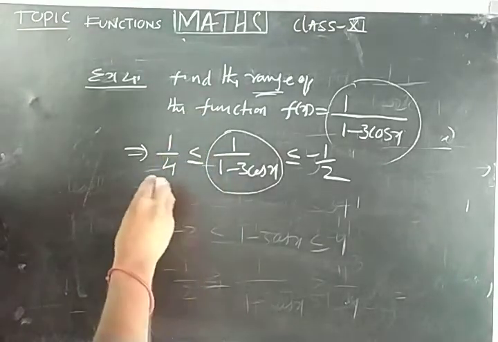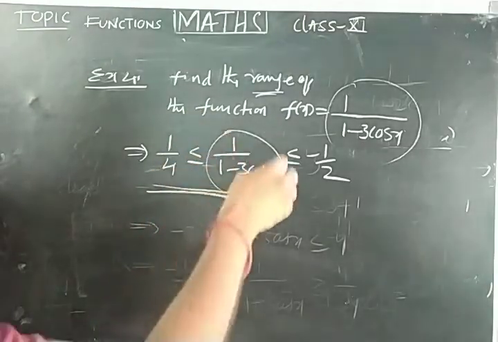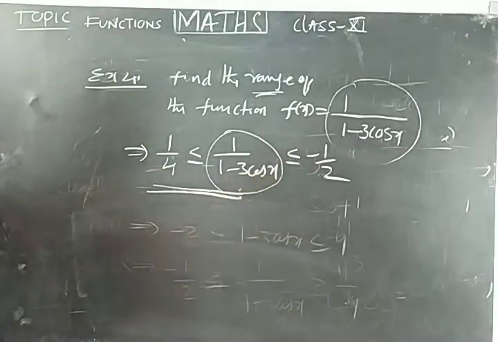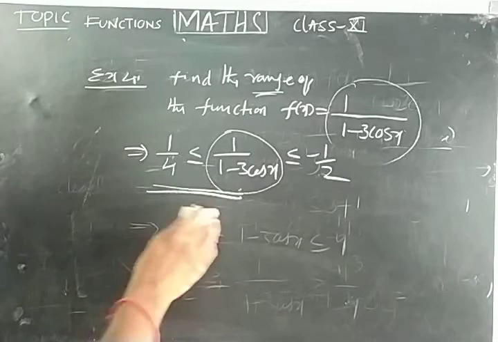Observe here this expression. This quantity is greater than some positive quantity and same quantity less than the negative quantity. Is it possible? Not possible. So this is not possible.